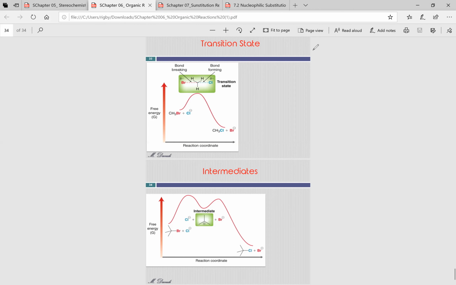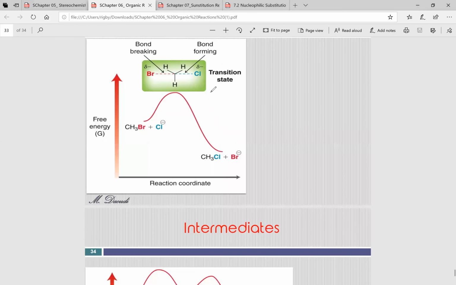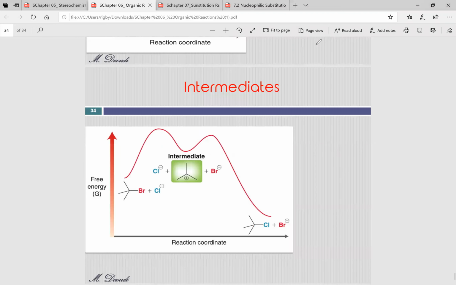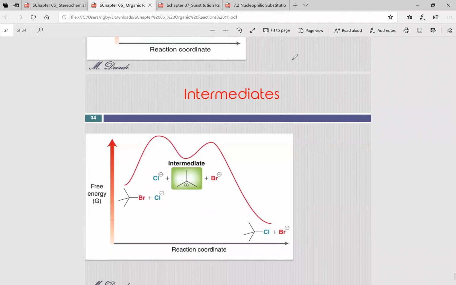So the main difference between transition states and intermediates is that transition states have partial bonds. So we can see here that in this transition state example, it has a partial bond here and a partial bond here, which is represented by these dashed arrows. However, when we're talking about intermediates, like this one right here, we only see full bonds, okay? We see full bonds and no partial bonds between the chlorine and the bromine and the carbon in the center. So that's the main difference between transition states and intermediates.